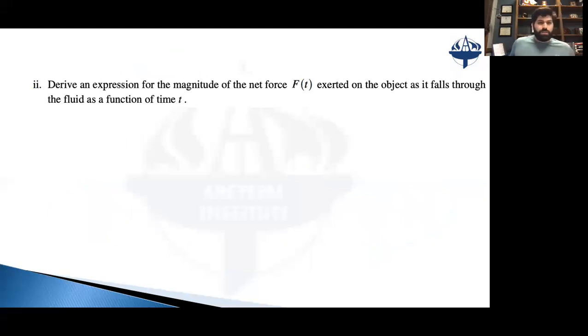Now we want to derive an expression for the magnitude of the net force exerted on the object as it falls through the fluid. So keep in mind, what do we have here? Our given information is a speed. From the speed, we can deduce acceleration and displacement and all that. Well, how does that all relate to force? What do we know about force and its relationship with those quantities? We know that force is related to the acceleration. According to Newton's second law, the net force exerted on an object is going to be the mass of that object times its acceleration.